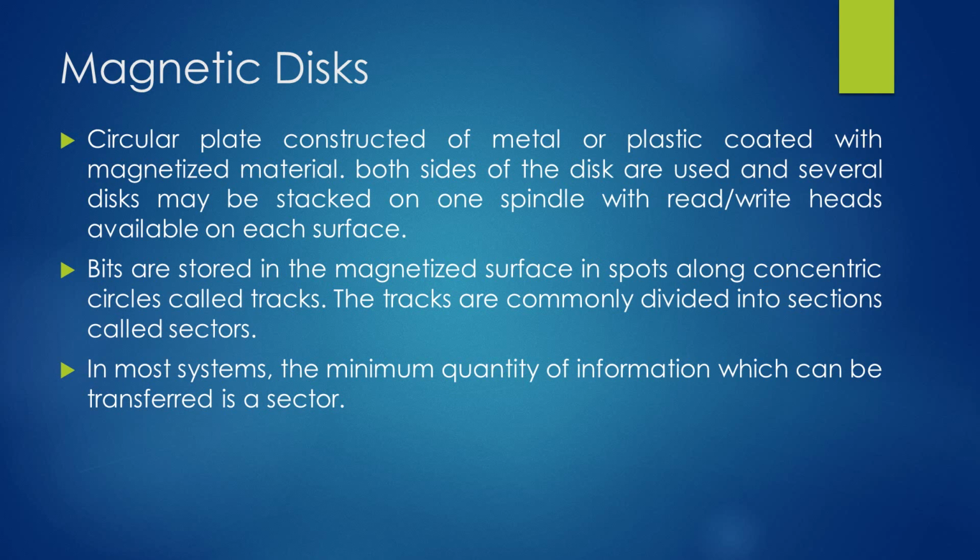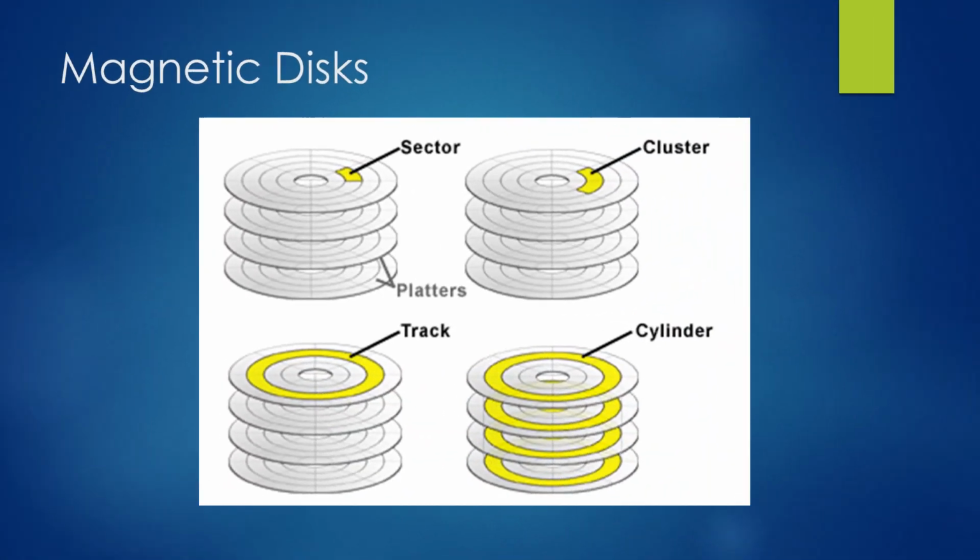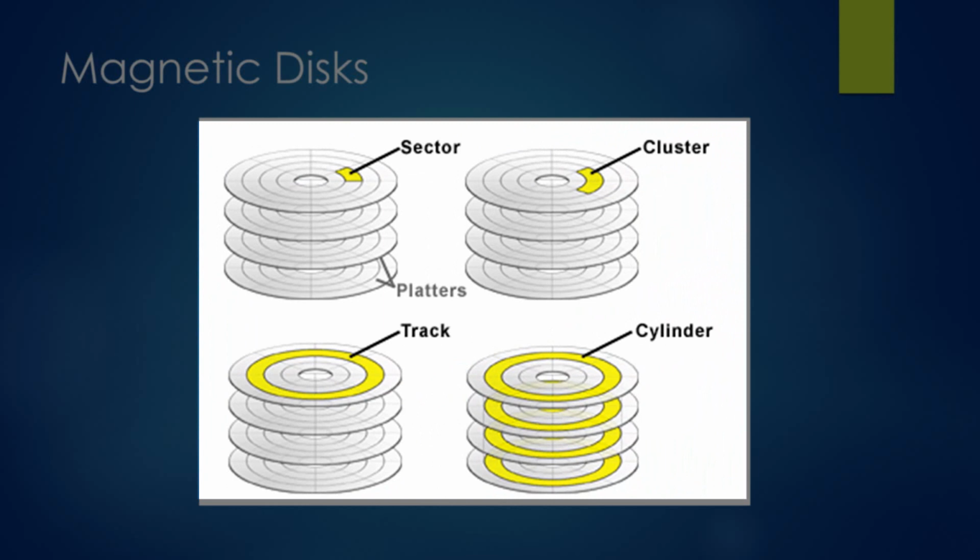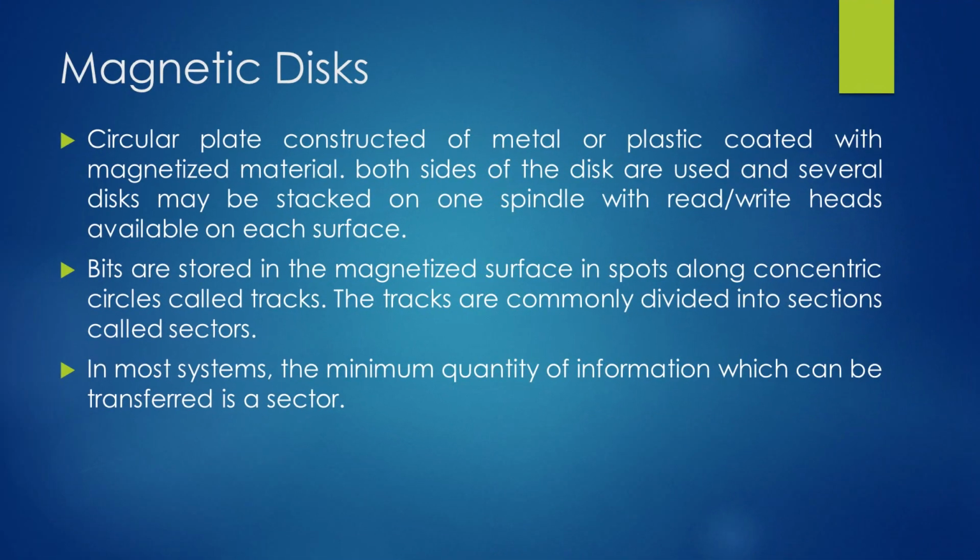Now going through the diagram again, if I put something in between the cylinder, it is nothing but a spindle. Now the read-write head will be the part to read something. Now bits are stored in a magnetic surface. As I told you, when it is magnetized, we can use it to store something.